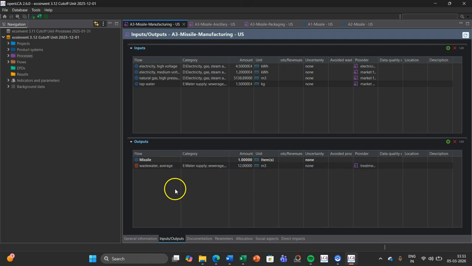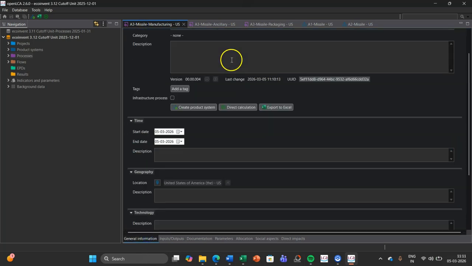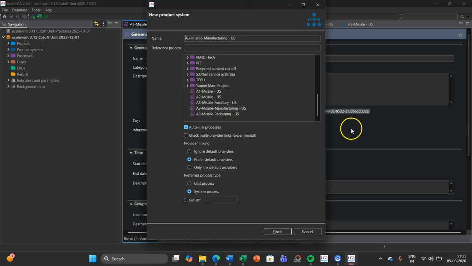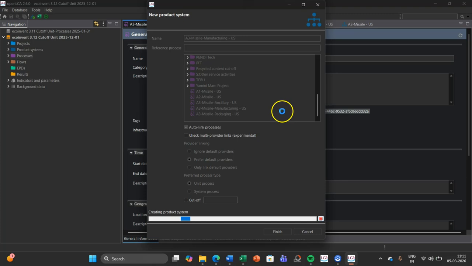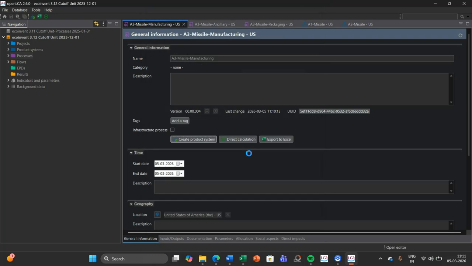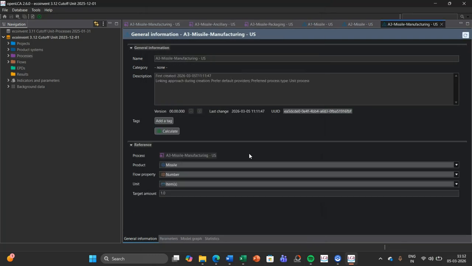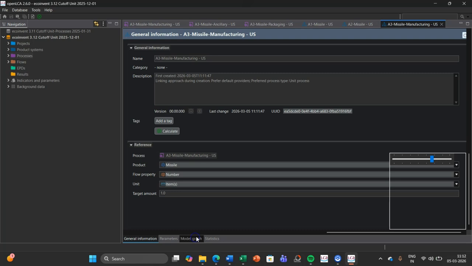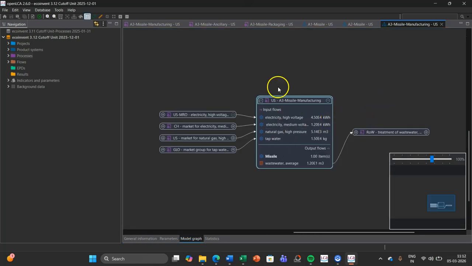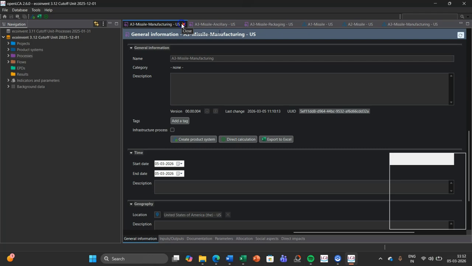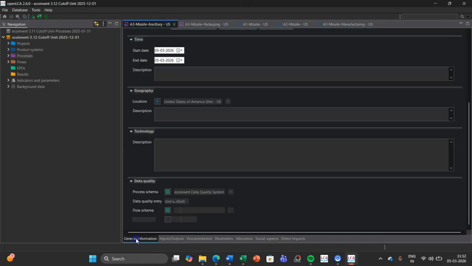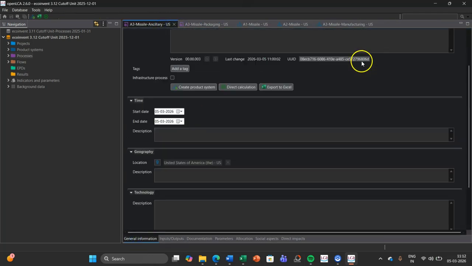Then A3 manufacturing. Create a product system. Vikram. I don't know why Vikram comes into the picture. Maybe in that movie, a missile is being kidnapped, hijacked, or whatever it is. Right. Okay. Nice. Here it is. A3 manufacturing is done. A3 ancillary is.